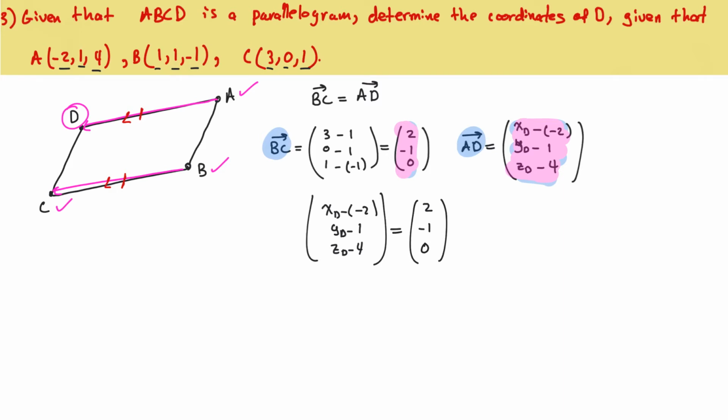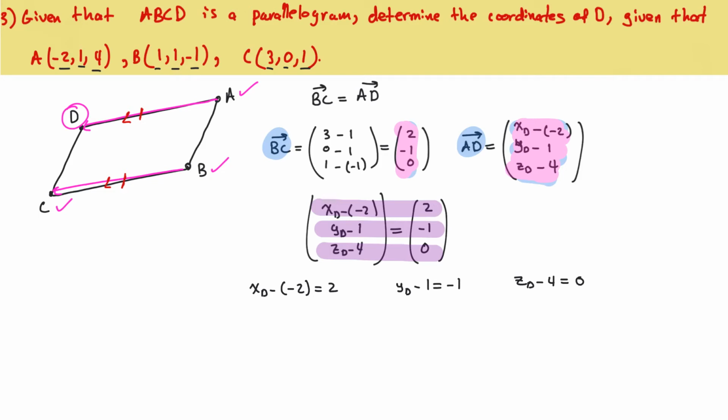And we don't have to write all these steps. I am writing a little bit more steps here for you folks to be able to see everything. These will make three different equations. The first one is xd minus negative 2 is equal to 2. Second, yd minus 1 is equal to negative 1. And lastly, zd minus 4 is equal to 0.